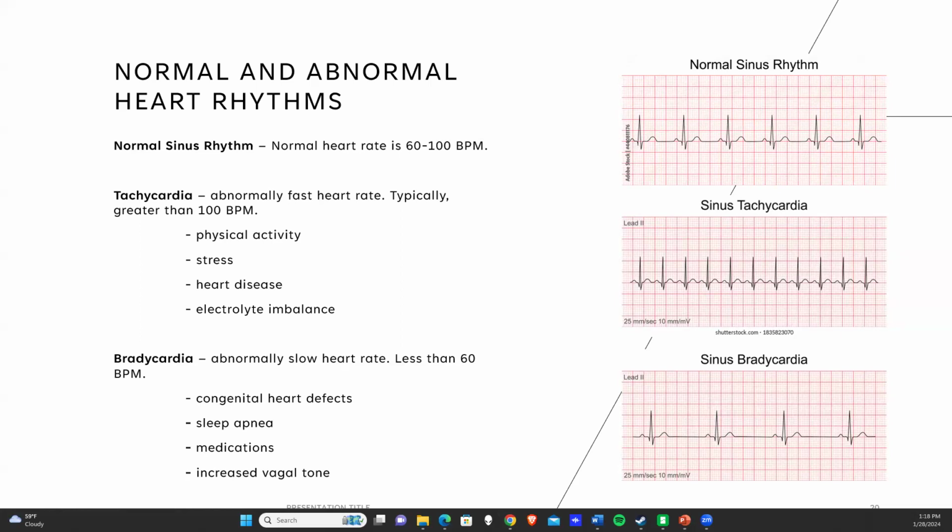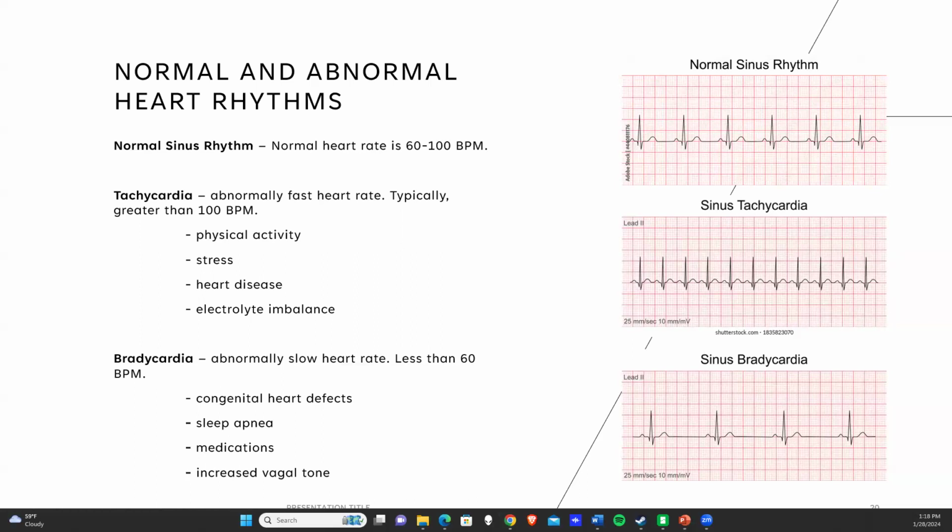Obviously, whenever you work out, you go for a run, you do any type of physical activity, the heart's going to raise to help oxygenate the body better. So after physical activity, you would see something with tachycardia. Stress can absolutely raise your heartbeat, as can any type of heart disease or misfunctioning of the heart.